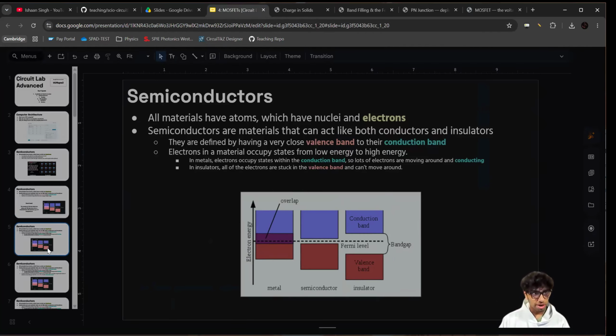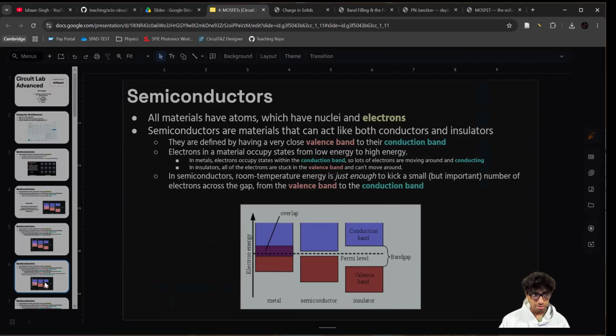Now, in a semiconductor, this band gap is tiny. And the reason that's important is because just the energy that's available at room temperature is enough to kick a small number of electrons from the valence band into the conduction band. It's a very small number, but it's an important number. So most of the time, at zero temperature, a semiconductor acts like an insulator. But as you increase the temperature, more electrons are being promoted from the valence band to the conduction band, meaning that more electrons are available to conduct.